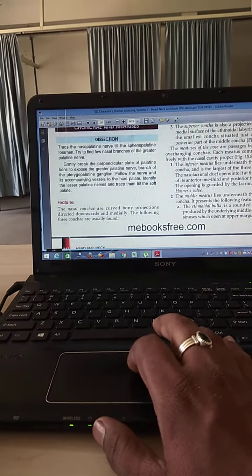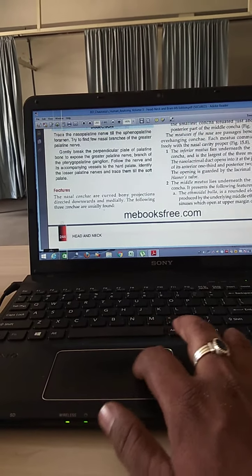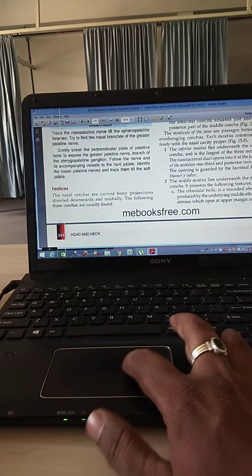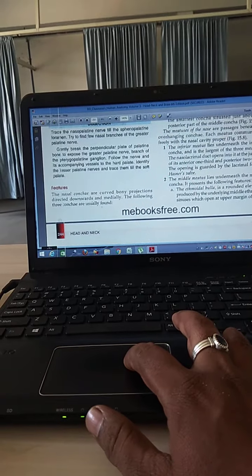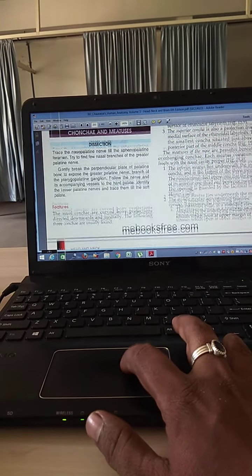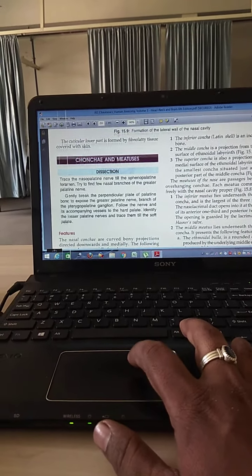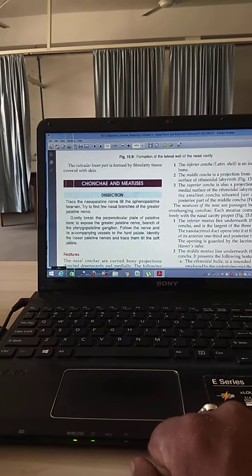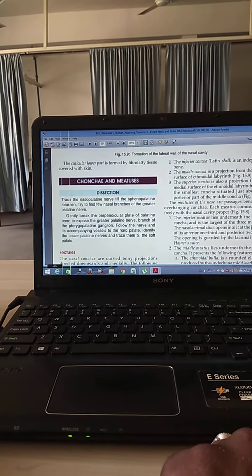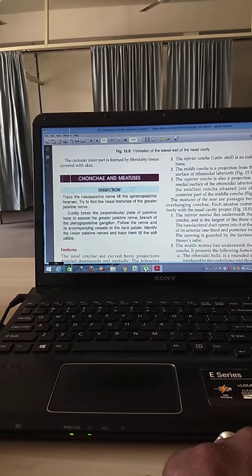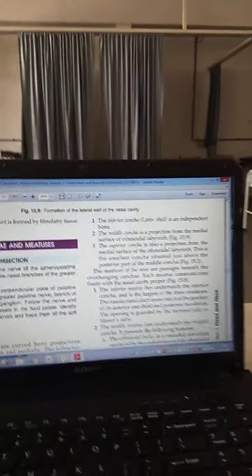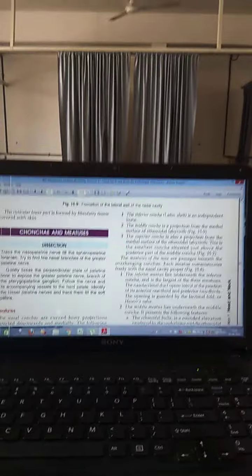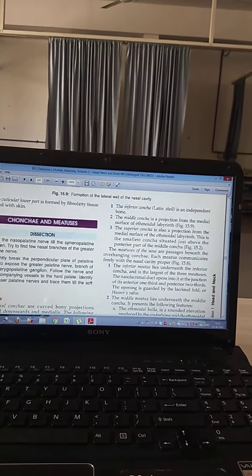Now its features: the nasal concha is a curved bony projection directed downwards and medially, and the following three conchae are found. The first is the inferior concha, which is an independent bone, and the middle concha is a projection from the medial surface of the ethmoidal bone.